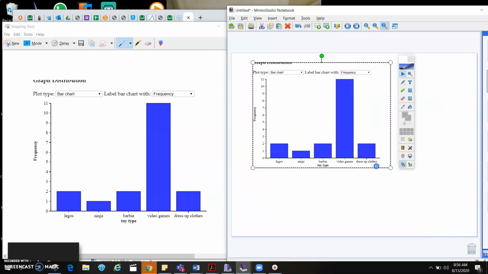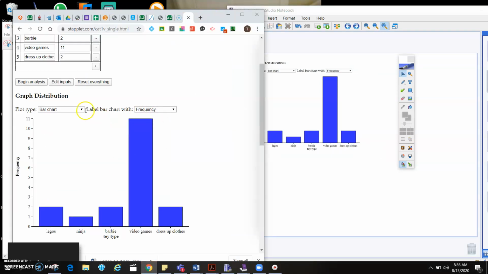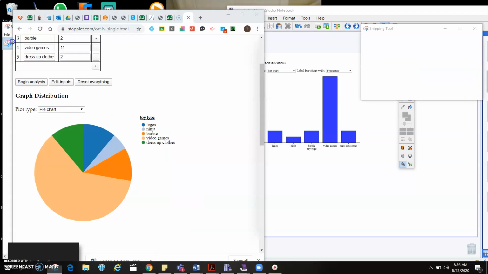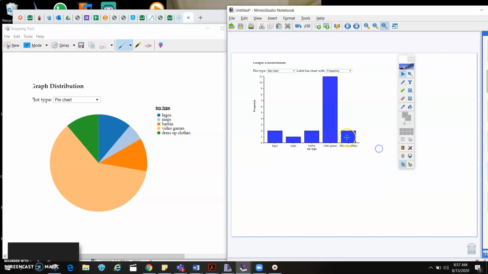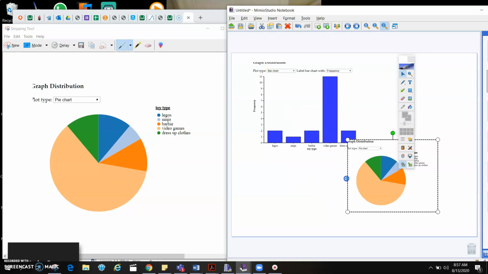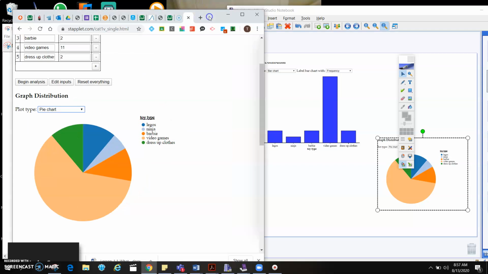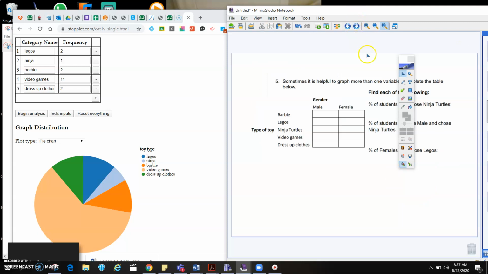And then they also want us to do a pie chart. So we're going to go back over here and say, hey, we want a pie chart. Look at that beautiful pie chart. I didn't have to do anything. And that's how you use Statplet. If you wanted to reset everything, that's fine. It also tells you the percentages for each of these as well. So that's pretty cool.